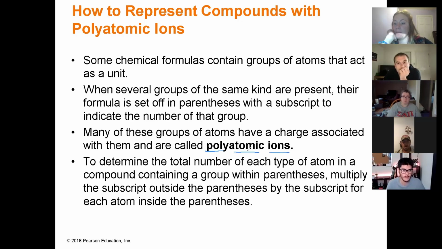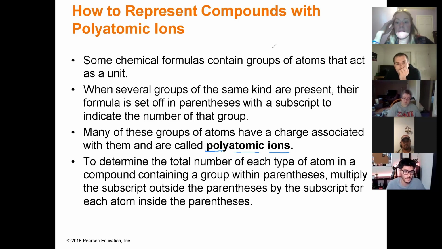Polyatomic ion. What does poly mean? Multiple, more than one, many. A polytheist believes in multiple gods. A polygamist has multiple spouses. So many or more than one. Atomic is an atom. And then ion means that it's charged.